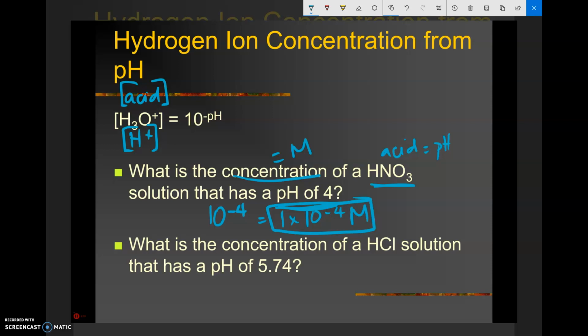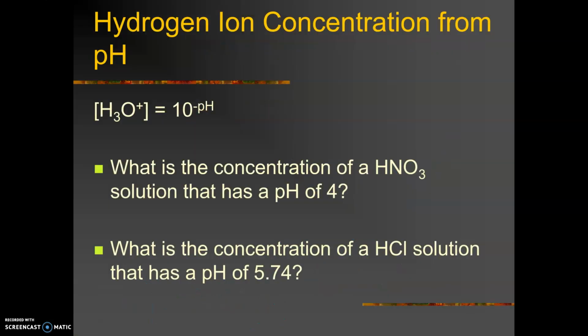Let's do the next question. What is the concentration of a HCl solution that has a pH of 5.74? So again, look at things. HCl, this is an acid, so this correlates up here to this acid. So all we have to do is go 10 raised to negative 5.74, and that's going to give us a concentration of 1.82 times 10 to the negative 6th molarity, and that would be our answer. Okay, so again, this is finding a hydrogen ion concentration, so the molarity, if we are given a pH.